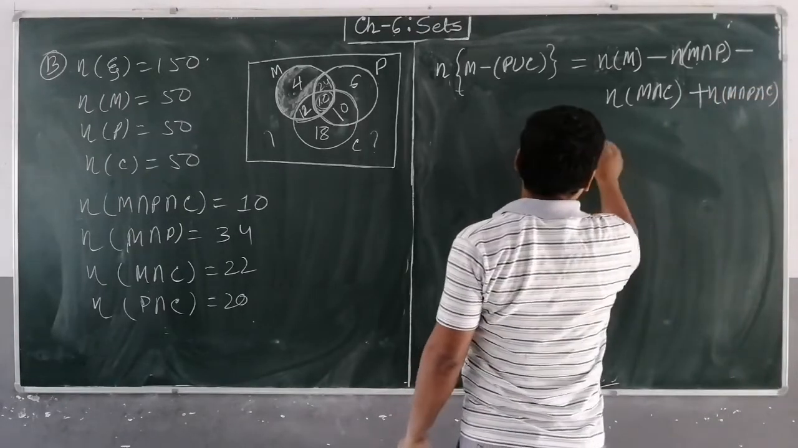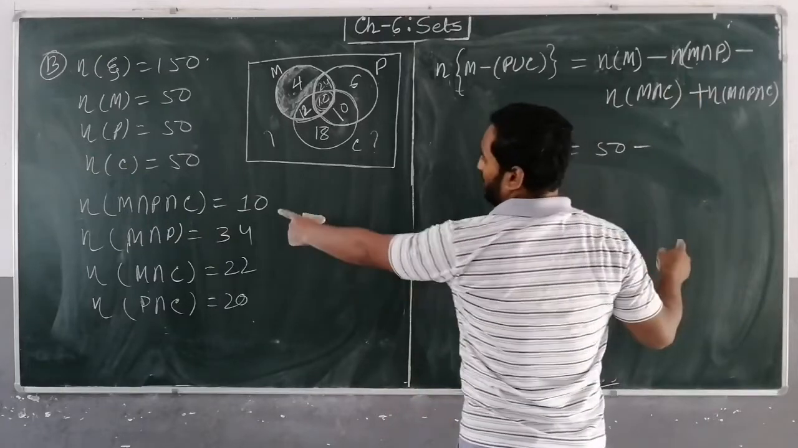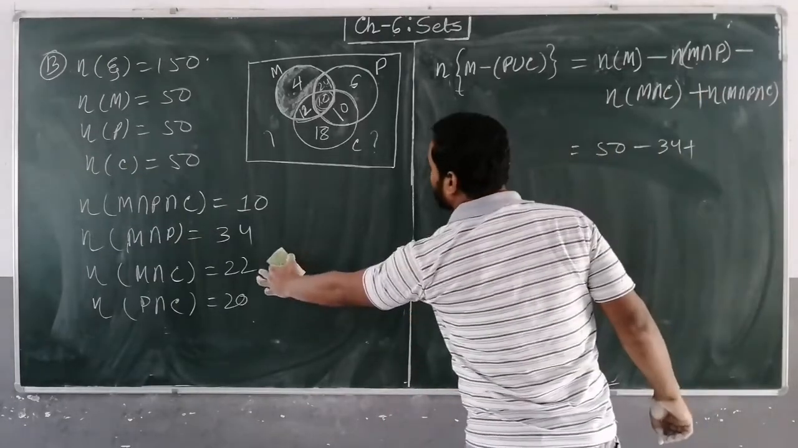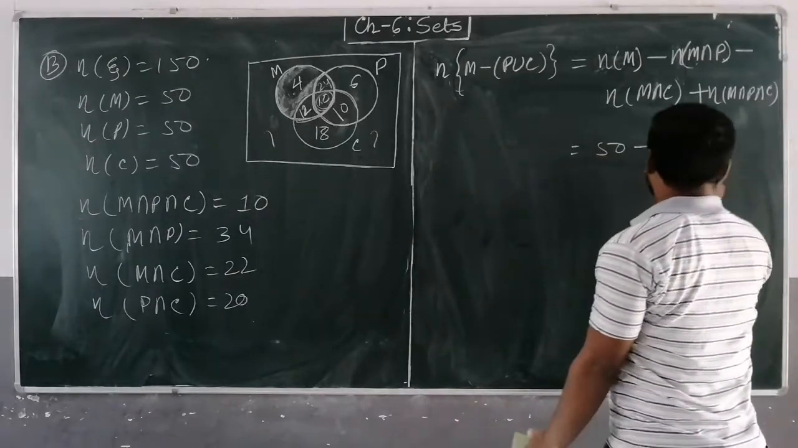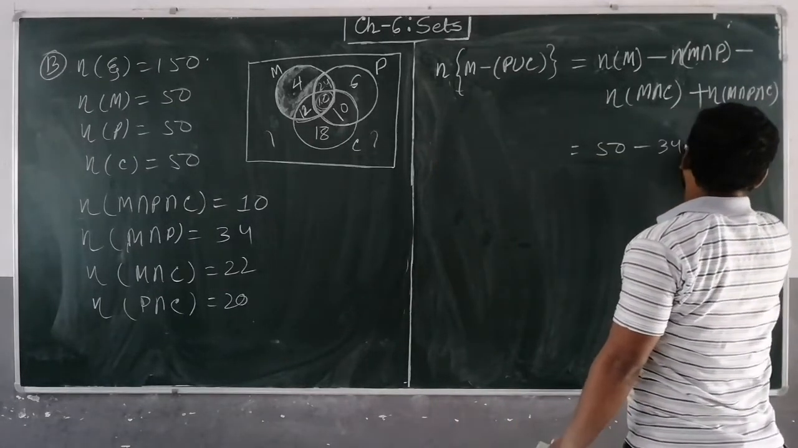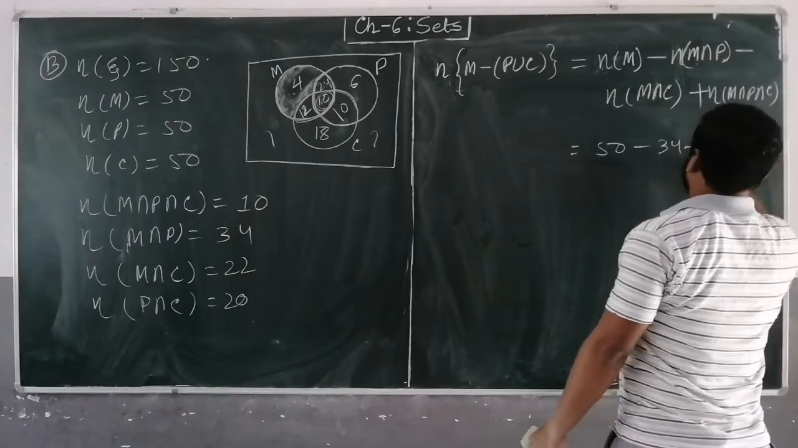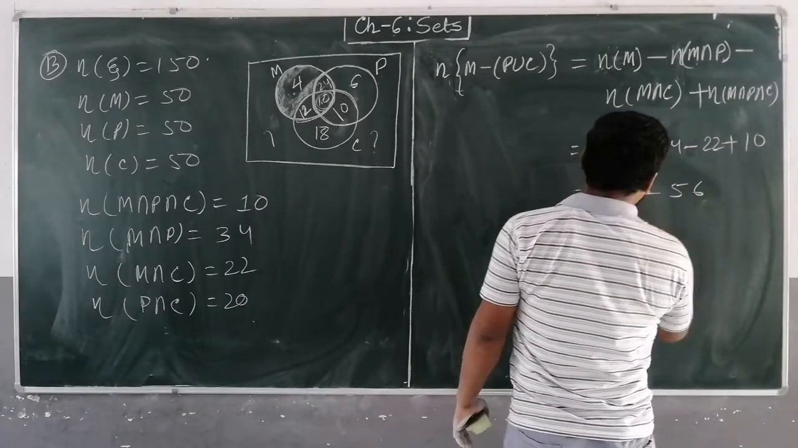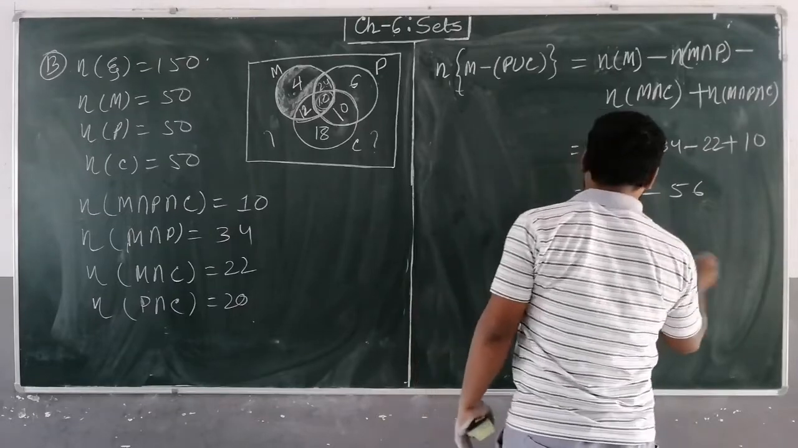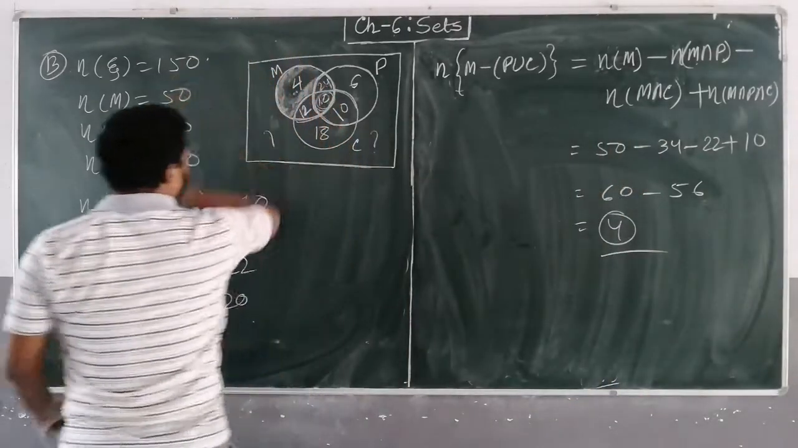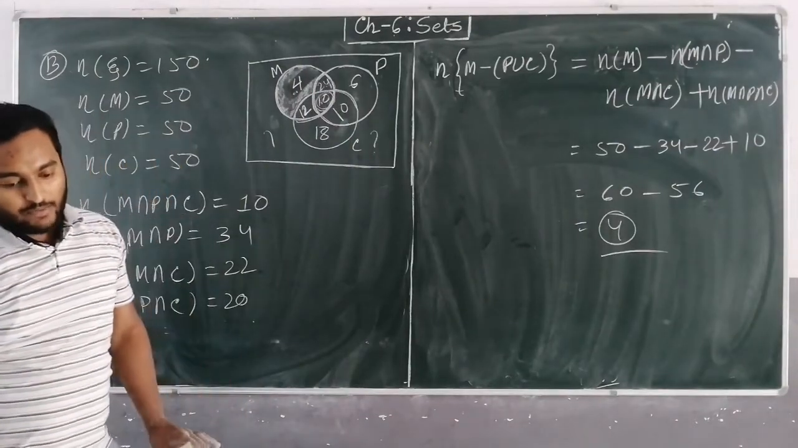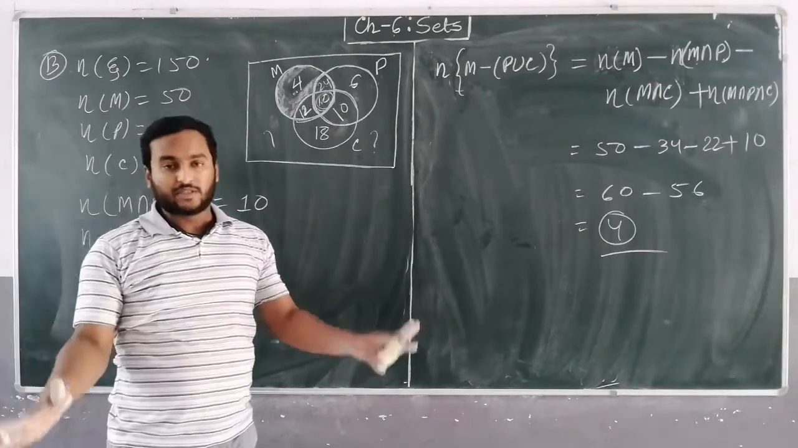Now place the value. 50 minus this union is 34, plus this union, M union C, that is 22, minus this, plus this is 10. So 60 minus this is 56. So that is equal to 4. So mathematically also it is coming 4. Okay. Now for the last thing, you have to find the number of students who studied none of these subjects.